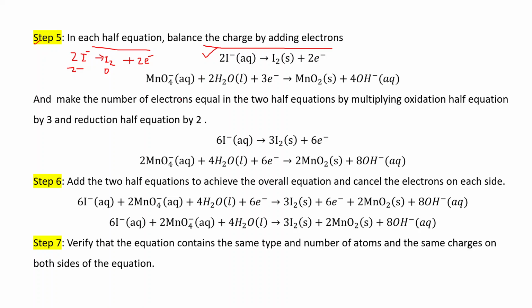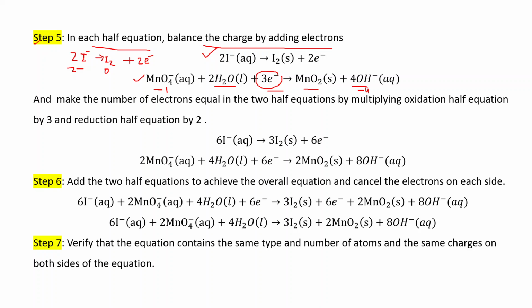Now, in case of reduction half equation, if you see the charge, this is -1 in the reactant side, and in the product side, this is -4. So in the reactant side, we will add the 3 electrons. And this is the reduction reaction, addition of electron. So the equation becomes MnO4 minus plus 2H2O plus 3 electrons converting into MnO2 plus 4OH minus ion.